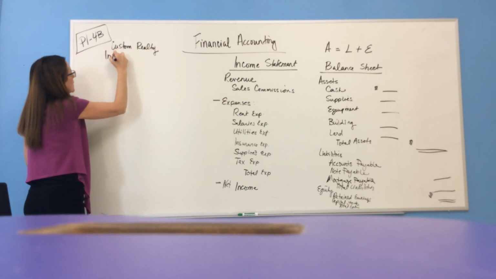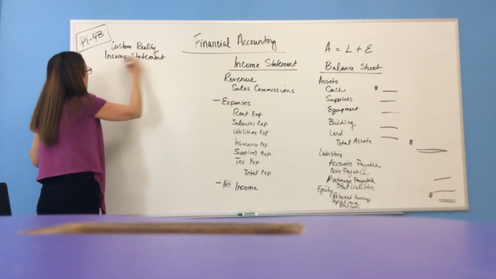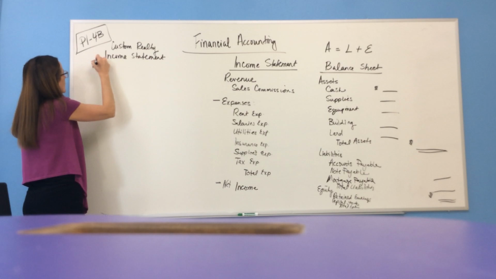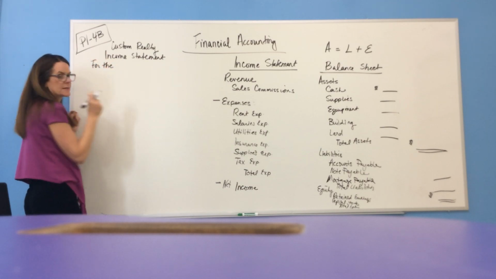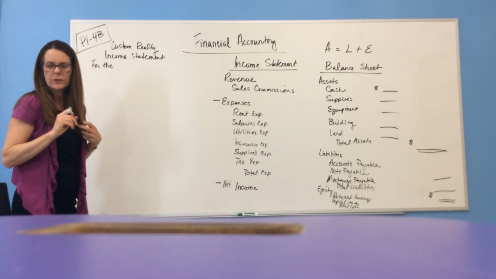I'm going to start with the income statement. And this is always going to be for a period of time. For the, I think it's the year. For the, oh no, it's for the month. For the month ended April 30th, 2008.